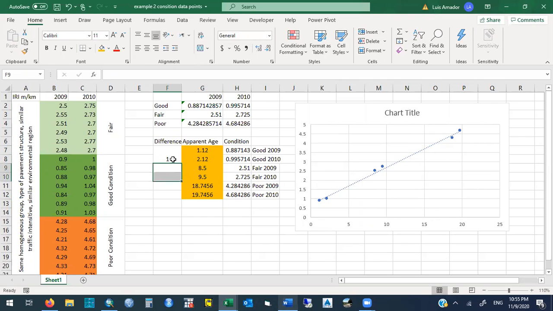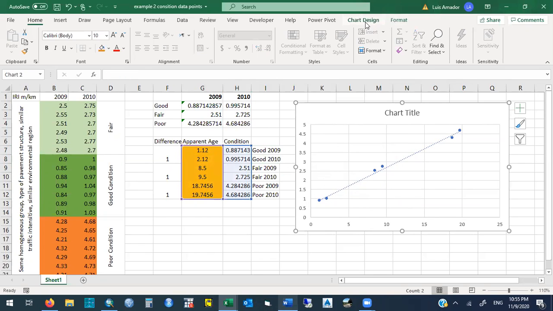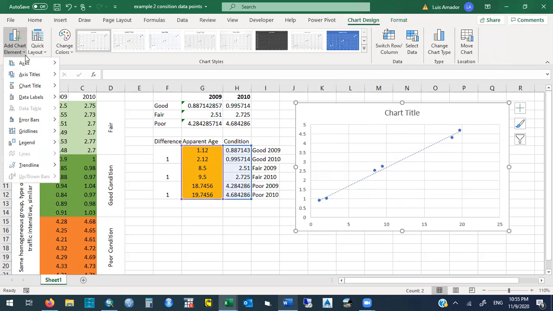And this difference has to be, anybody? 1 year as well. And this difference over here has to be 1 year because they are separated 1 year. They go from 2009 to 2010. Okay, so the idea is that the good condition will be in a relatively low area with apparent age that is very recent, very young, the segment.